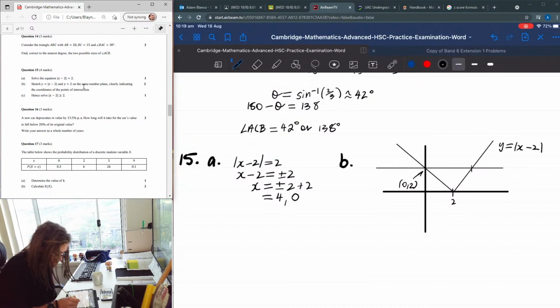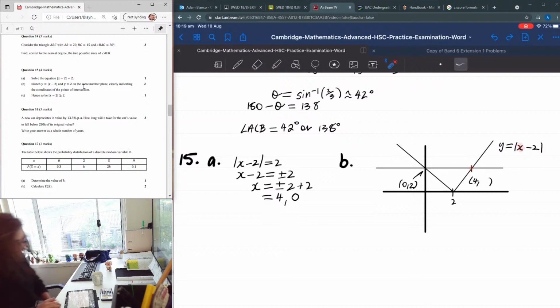Okay, so when x equals 4, y equals, well, 4 minus 2 is 2. So, okay, so that's just, wait, what? That doesn't make any sense. When I put 4 in here, 4 minus 2 is, how can this be 2? Excuse me?